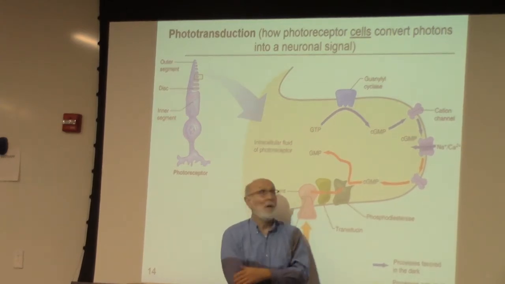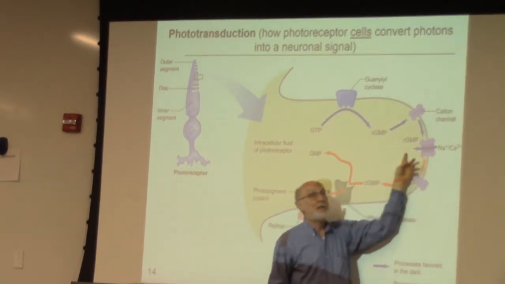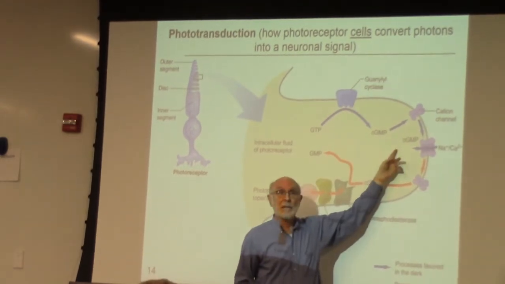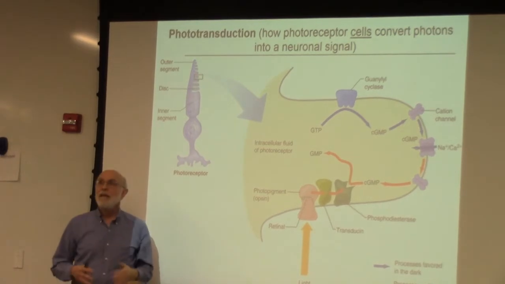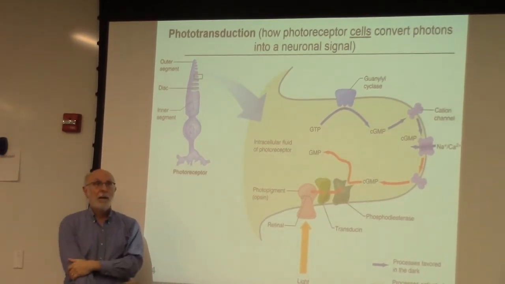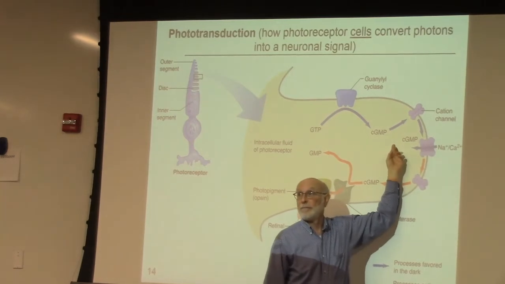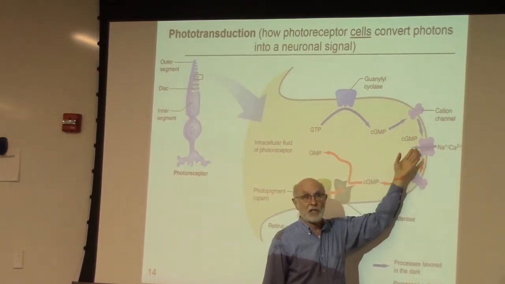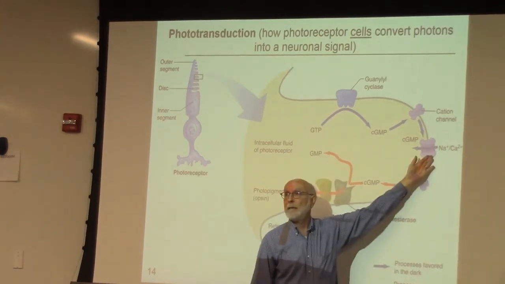Depolarized relative to normal because we have this large cyclic GMP-gated influx of sodium and calcium. This influx of cations depolarizes this cell in the dark. The biophysicists call this the dark current, the current through these channels in the dark. Cyclic GMP dependent.